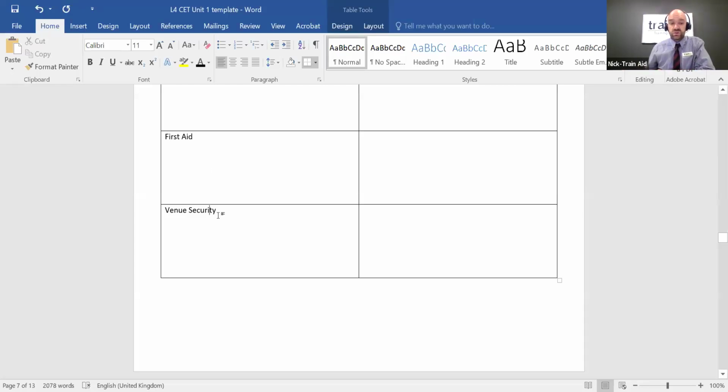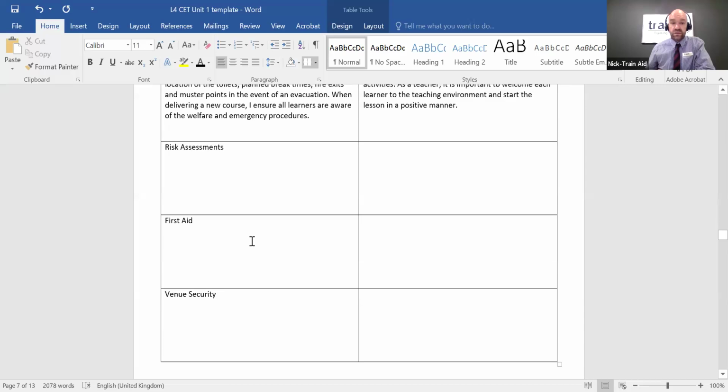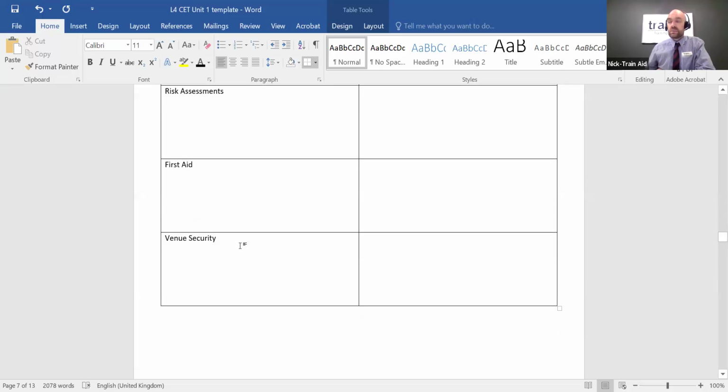Next one is venue security. So thinking about where learners can park, who do they need to report to, where can they sign in as well. They might need to have a lanyard or a badge, and they might even need to have their photo taken as well.